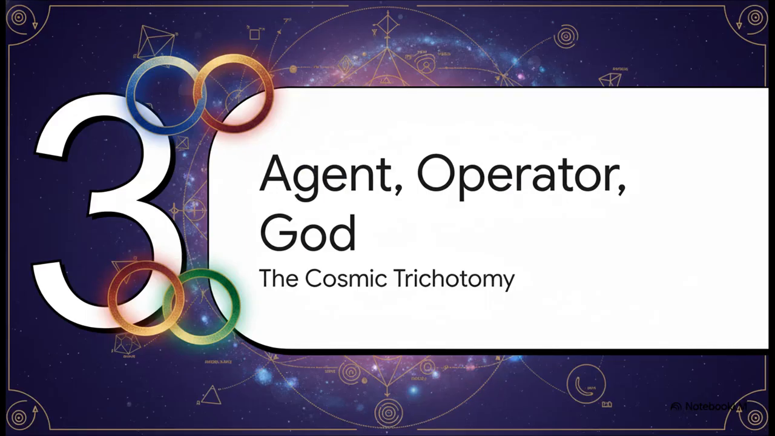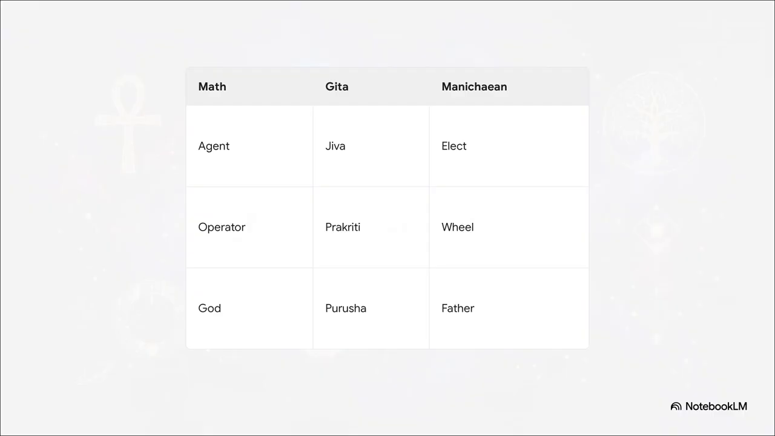Section 3. Agent, Operator, and God. Now, across all these highly diverse datasets, reality is never just a simple duality. It is strictly split into 3 distinct players. First up, we have the agent. That's the embodied self actively trying to navigate the system, known as the jiva or the elect. Second, there is the operator.